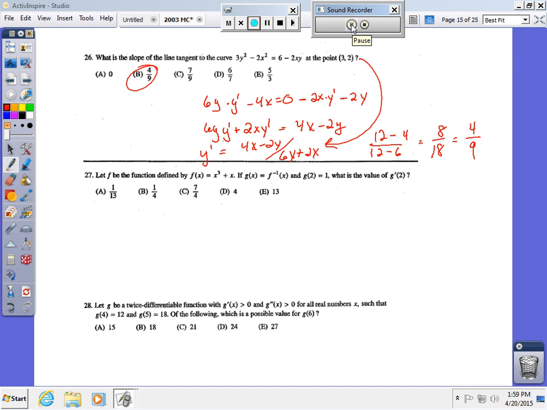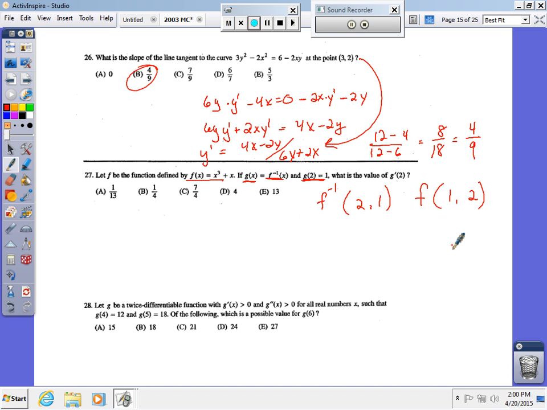Okay. They give you a function. They say g of x is equal to the inverse. Okay, so these are the ordered pairs for the inverse. I'm just going to write it in inverse notation. So the inverse has the ordered pair 2, 1, which means the original function has to have the ordered pair 1, 2. They want the value of the derivative of the inverse at 2.